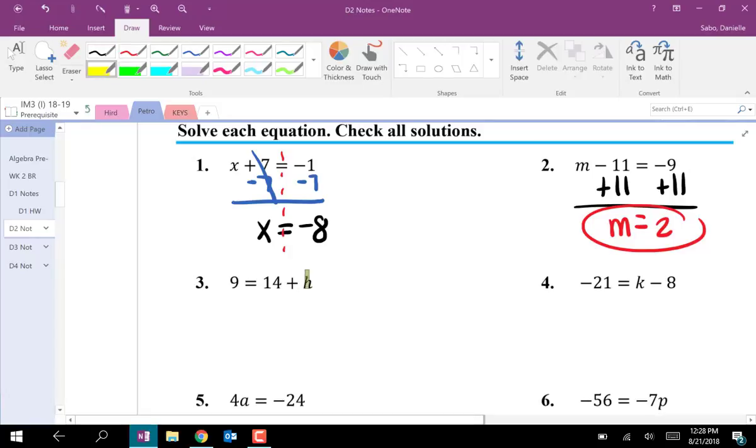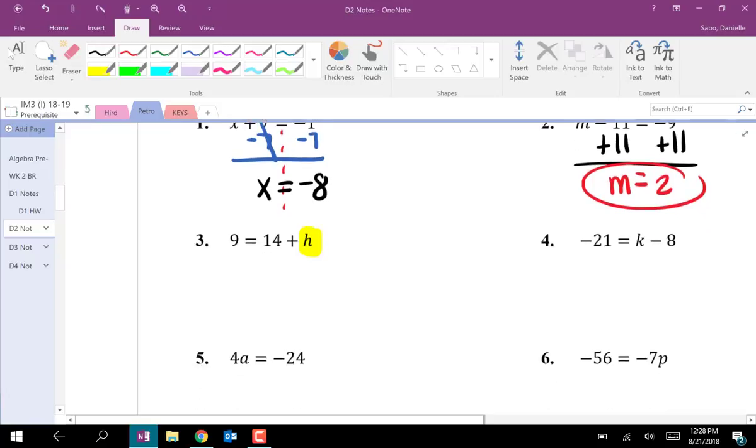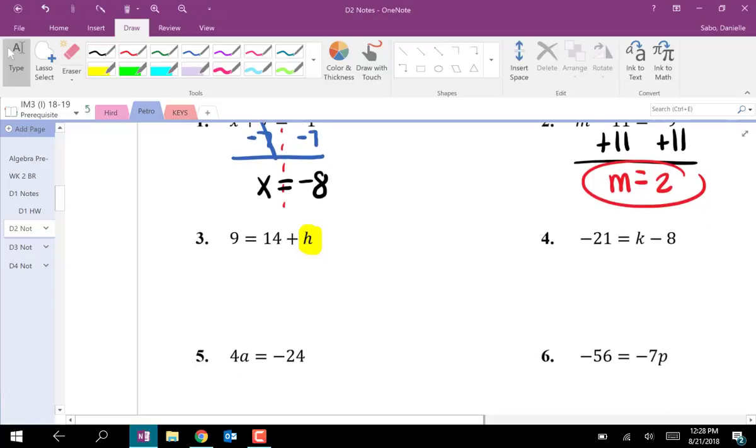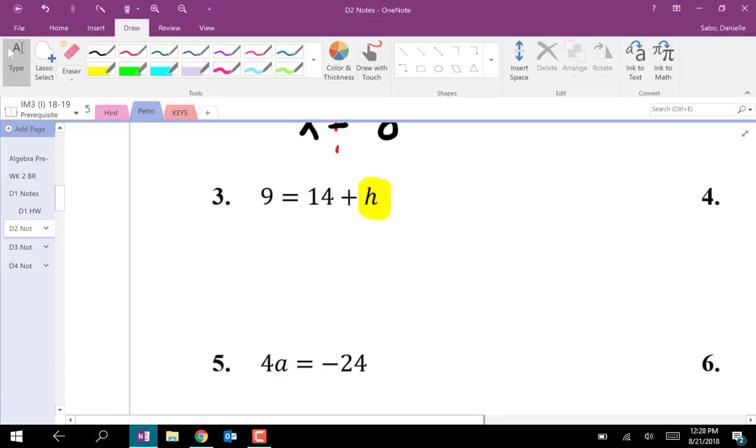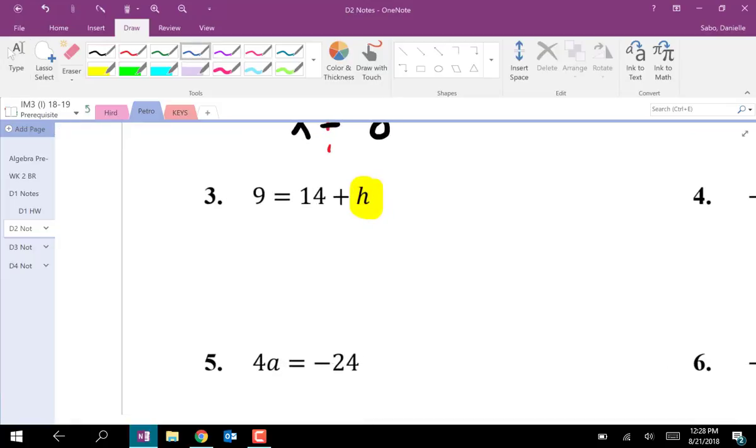So once again, the first thing I do is I locate the variable. There it is. It's on the right side. That means everything must move to the left. If I locate the variable and it's on the right side, I must move everything to the left. When you read it, it says 14 plus h. Well then, if I read 14 plus h, what do I have to do to move the 14 to the left side? Subtract it. There you go.